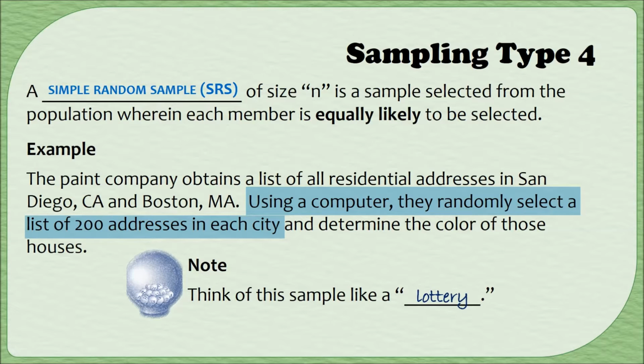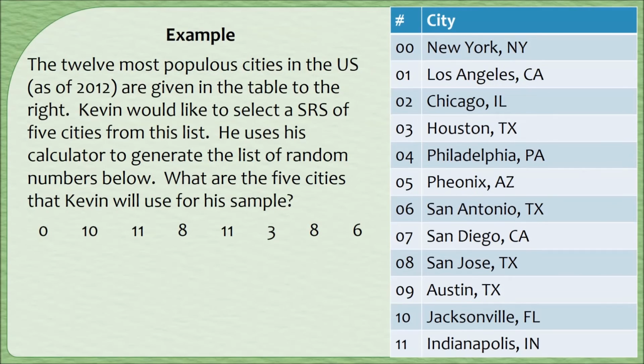Before we talk about the fancier random sampling types, I want to do one more example of finding a simple random sample. In this example, the 12 most populous cities in the United States, as of 2012, are given in the table to the right. Now Kevin wants to select an SRS of 5 cities from this list, so his n would be 5. He uses his calculator to generate the list of random numbers below, and we want to know what are the 5 cities that Kevin is going to use for his sample.